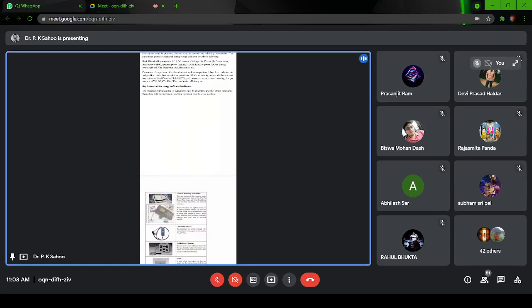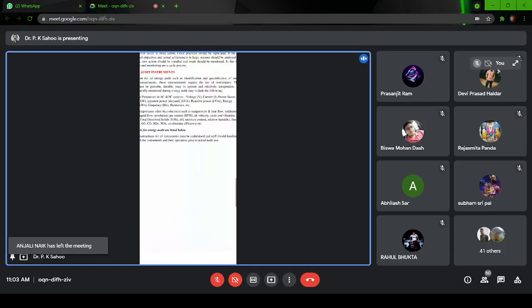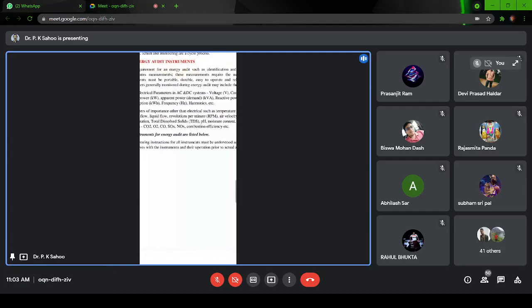You have to collect all the data. Okay, by which way will you collect? Before that I told you that you have to collect all these things. So the engineers will go and collect the data. Before that I have told you also. Okay, all these things, something is given here also. Measurement requires the use of instruments, and the instruments must be portable.